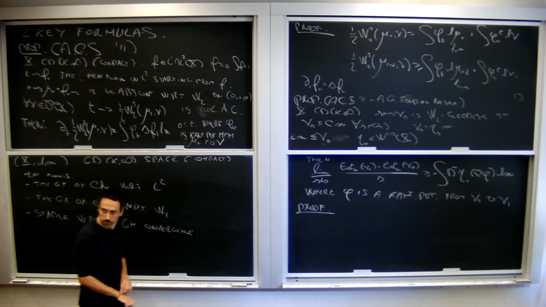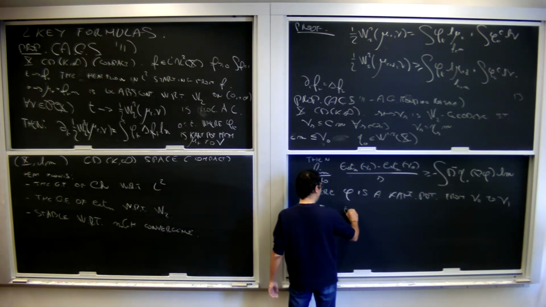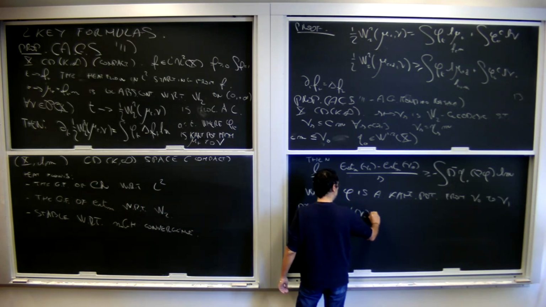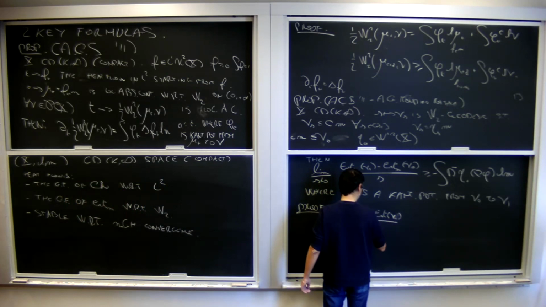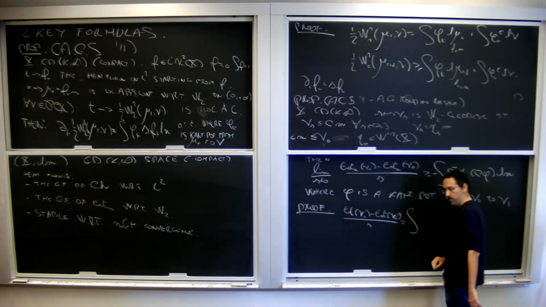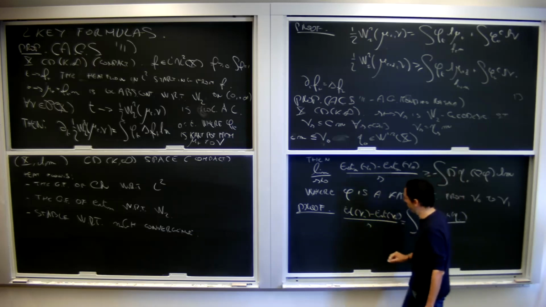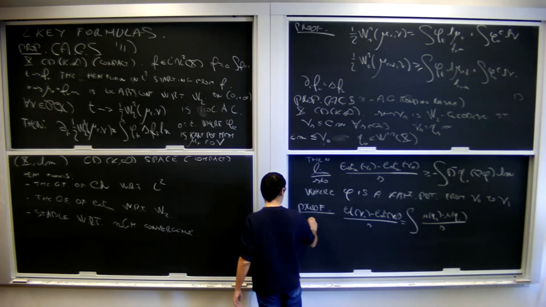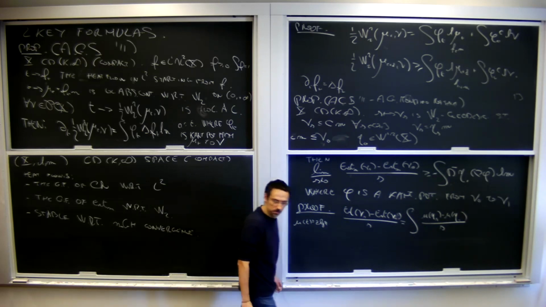So let's prove this. Let me compute this. Let me notice that the entropy of nu s minus the entropy of nu 0, divided by s, is equal, by definition, to the integral of u of eta s minus u of eta 0, divided by s, where u of z is z log z, by definition.